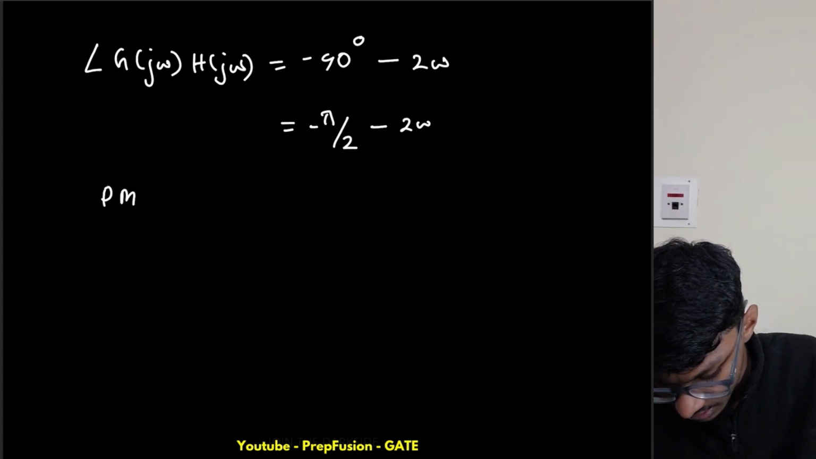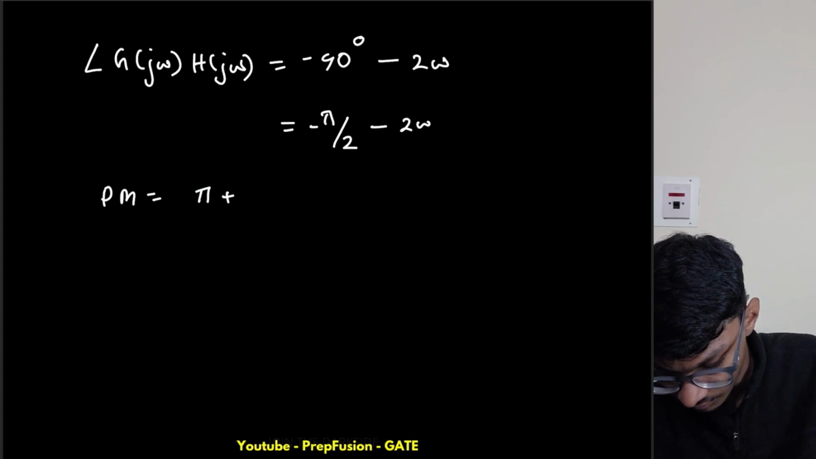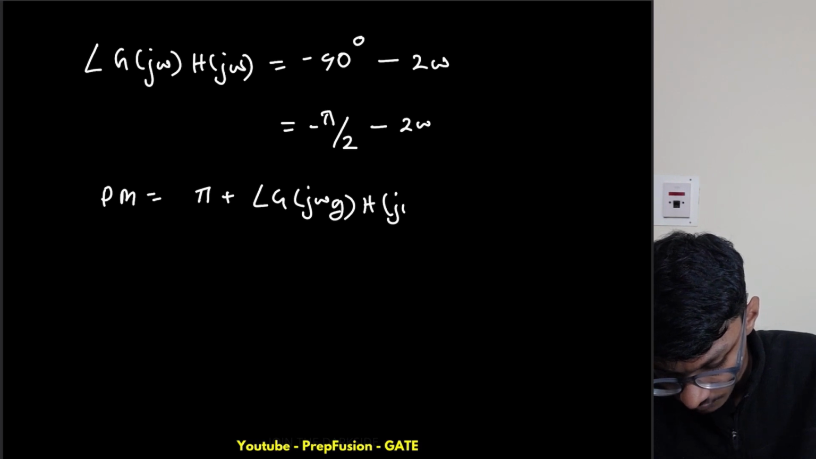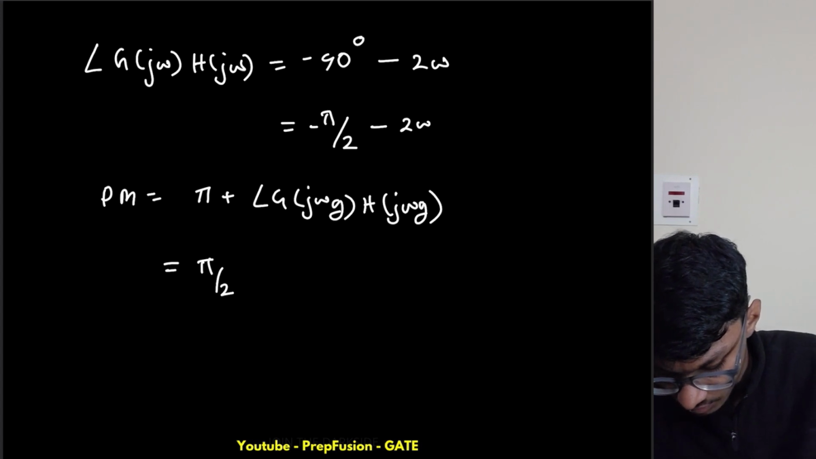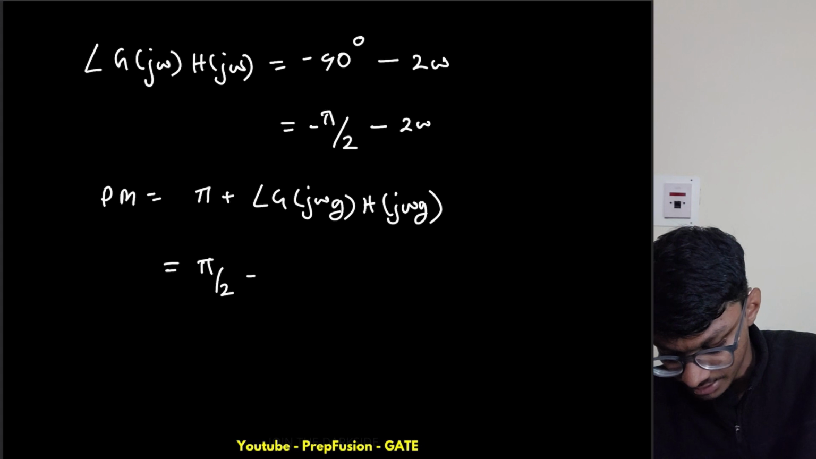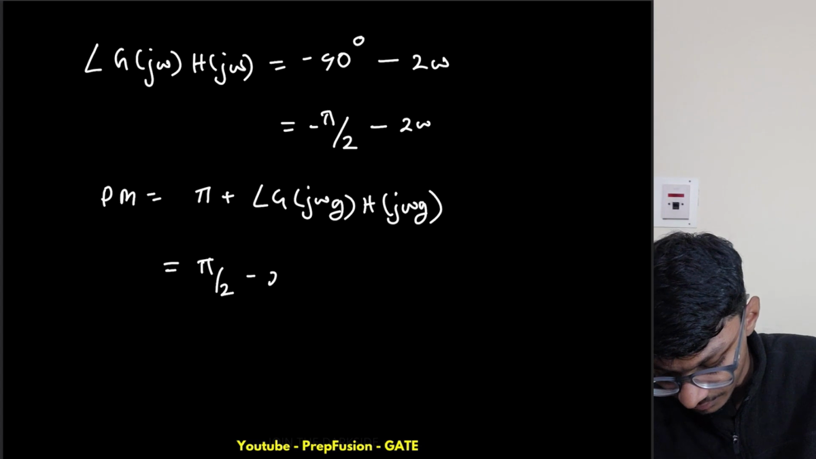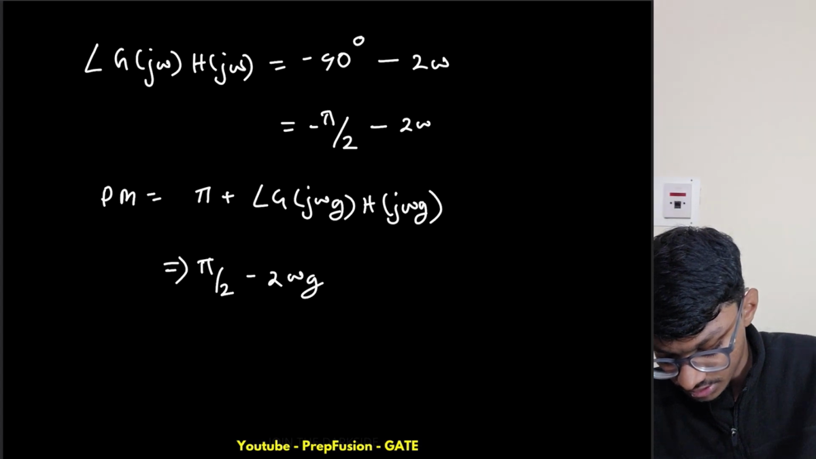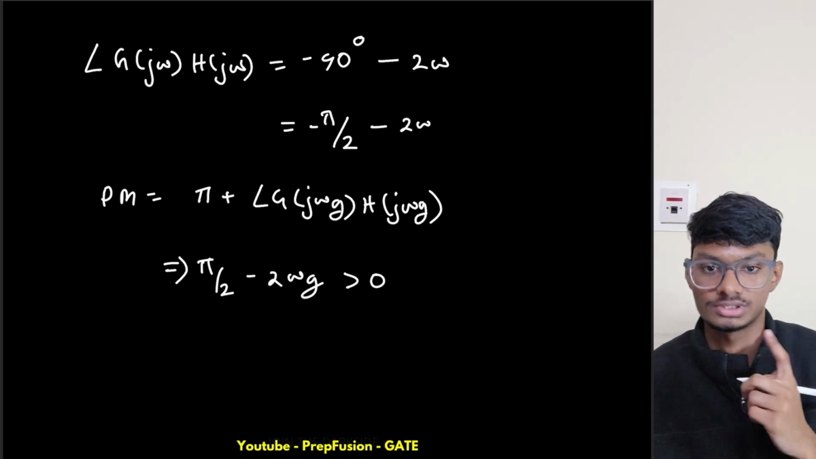So the phase margin is equal to what? Phase margin equals pi plus the angle of G of j omega g into H of j omega g. So this is equal to pi by 2 minus, I am replacing this angle with this one. So pi minus pi by 2 is pi by 2, and minus 2 omega g. Now this is my phase margin, so this should be greater than 0. My phase margin should be greater than 0 for my system to be stable.